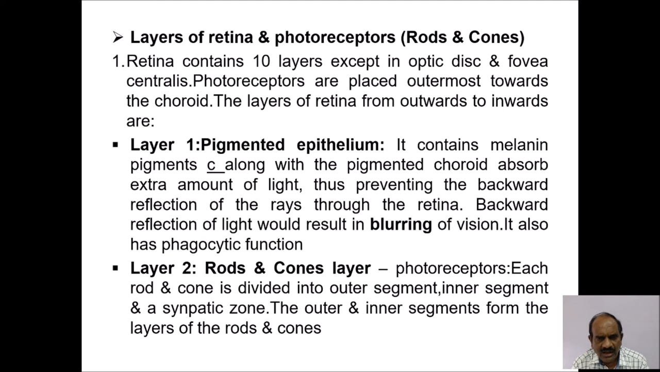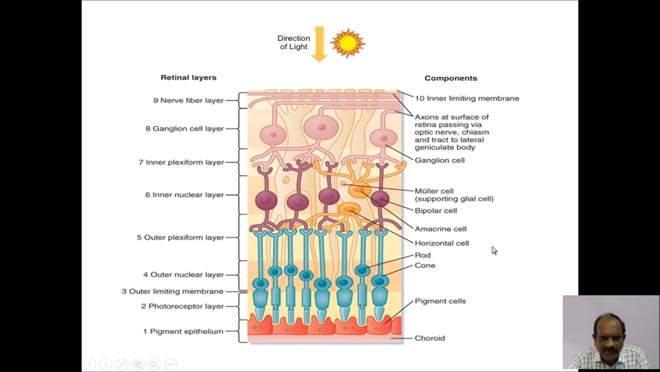The layers of the retina, from outwards to inwards, are as follows; first let's go to the figure, which shows the retinal surface. This is the choroid layer, and next to it is the first layer, the pigment epithelium. Then it is followed by the two types of photoreceptors, then the outer limiting layer, then the outer nuclear layer, then the outer plexiform layer, then 6 the inner nuclear layer, 7 the inner plexiform layer, 8 the ganglionic cell layer, 9 the nerve fiber layer, and the 10th is the inner limiting membrane.